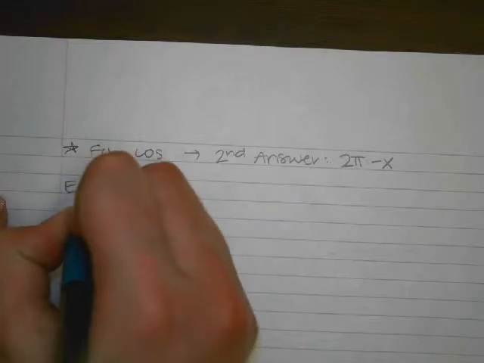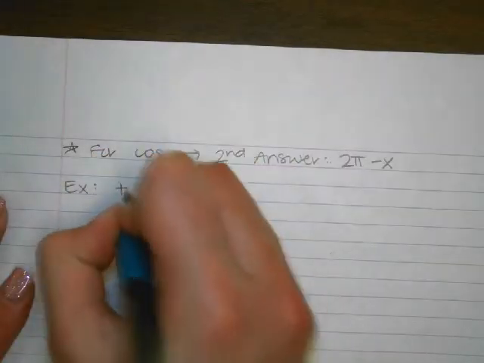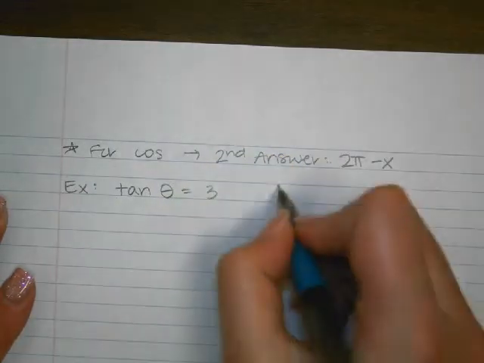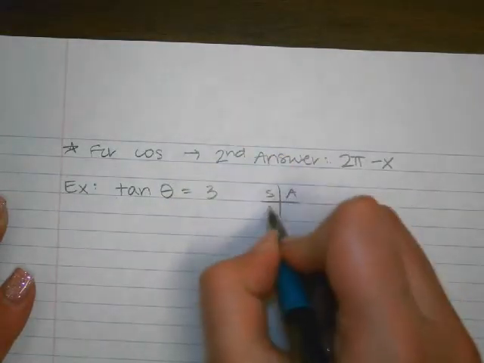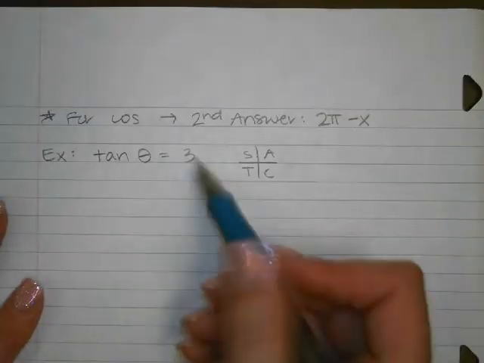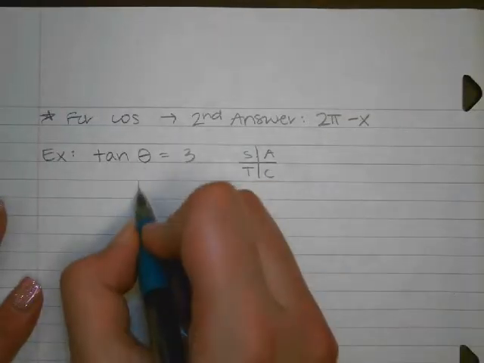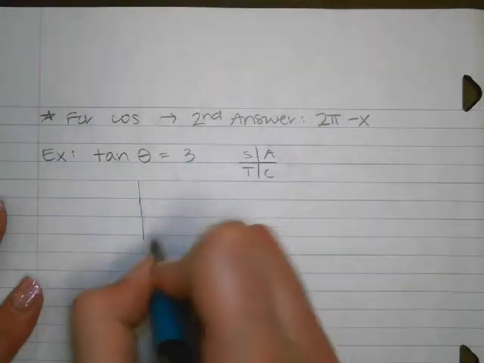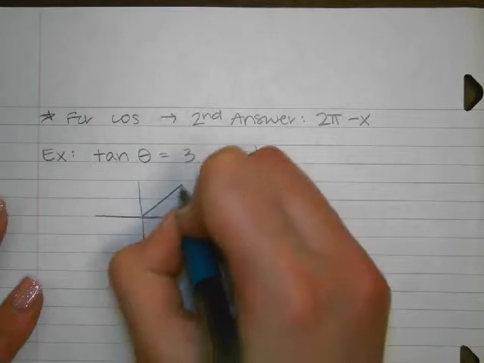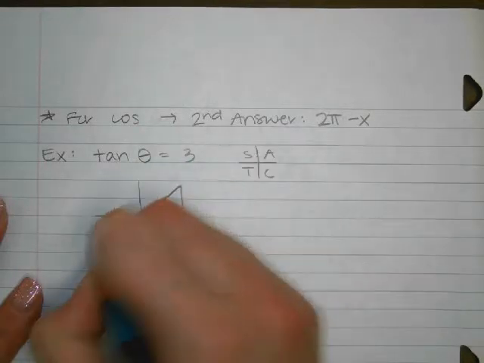So last, we're going to go ahead and do a tan example. So I'm going to say tan theta equals 3. And if we think about All Students Take Calculus, we know we're going to draw a picture in the first quadrant because it's positive in the first. And then tan is also positive in the third quadrant, so we're going to draw a picture there as well.